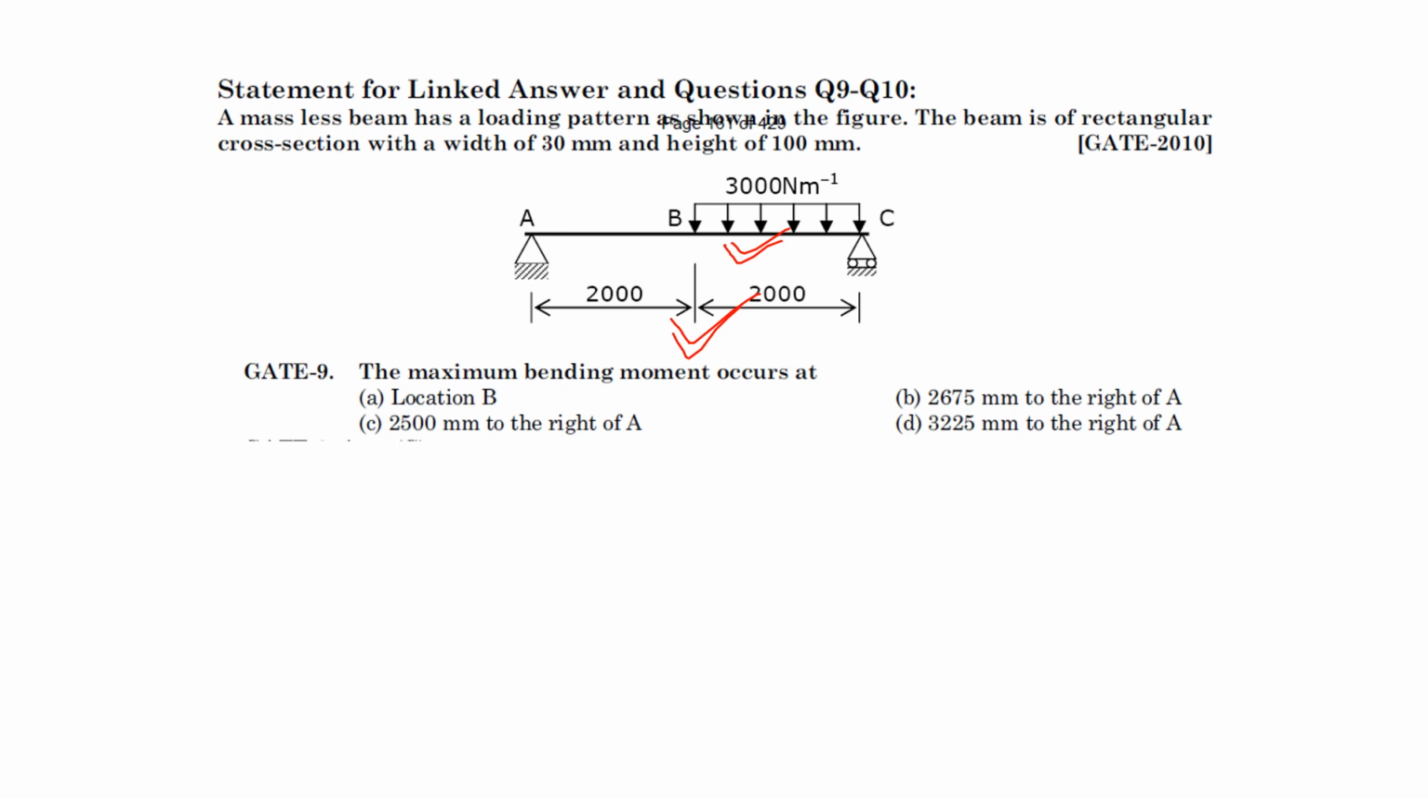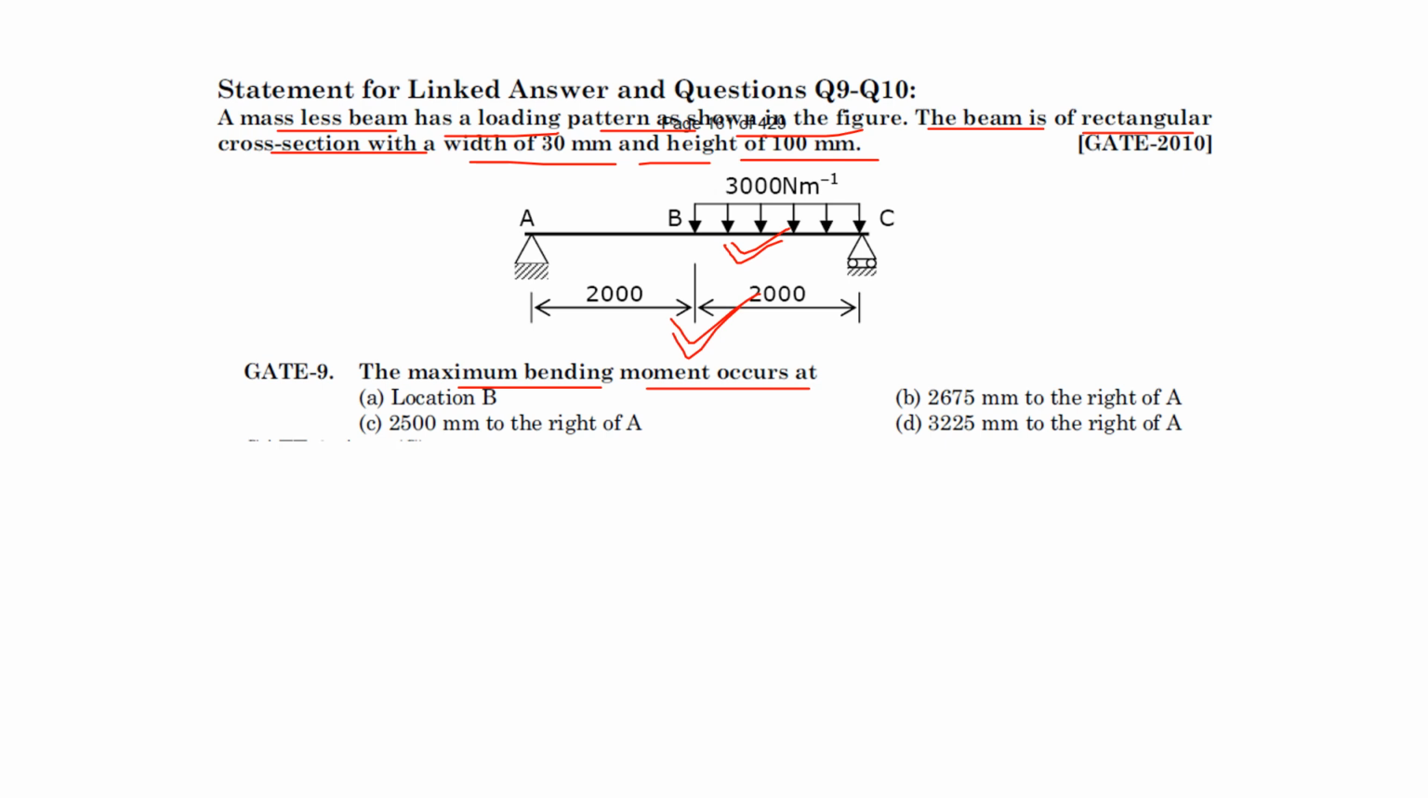A massless beam has a loading pattern as shown in the figure. The beam has a rectangular cross section, width 30 mm and height 100 mm. So this is given. They are asking first where the maximum bending moment occurs.